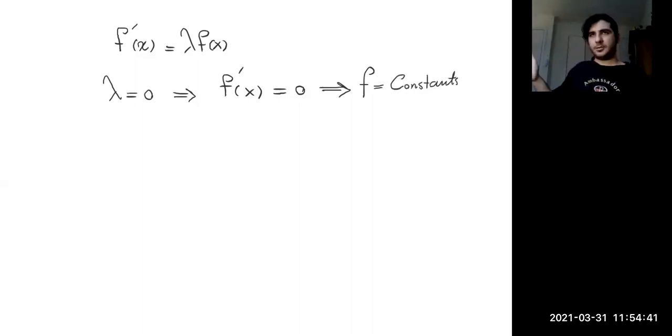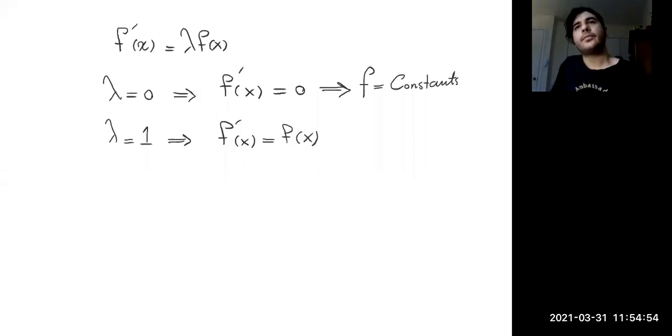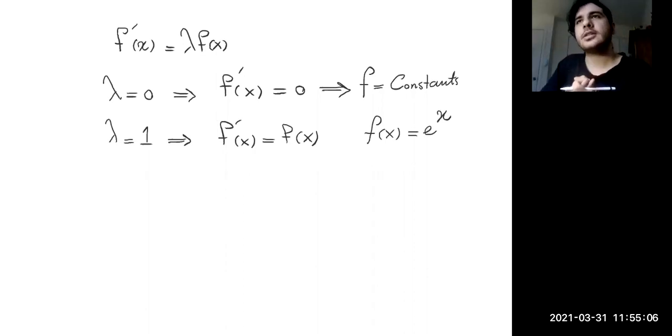It means f is equal to a constant number, like 2, 0, or something like that. Now, if I take this eigenvalue to be 1, you might have seen this function before, a function whose derivative is equal to itself. I'm assuming you all have seen this function before. This is the exponential function, f of x equals e to the x, right? The derivative of this function is equal to itself. The derivative of e to the x is equal to itself.